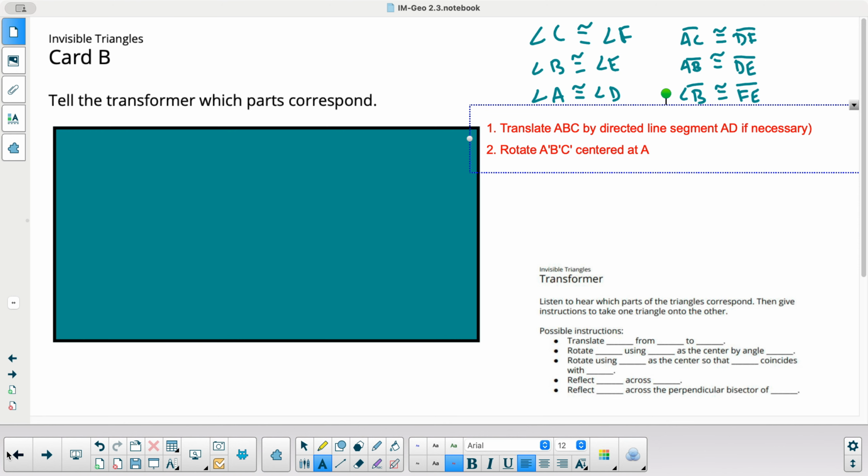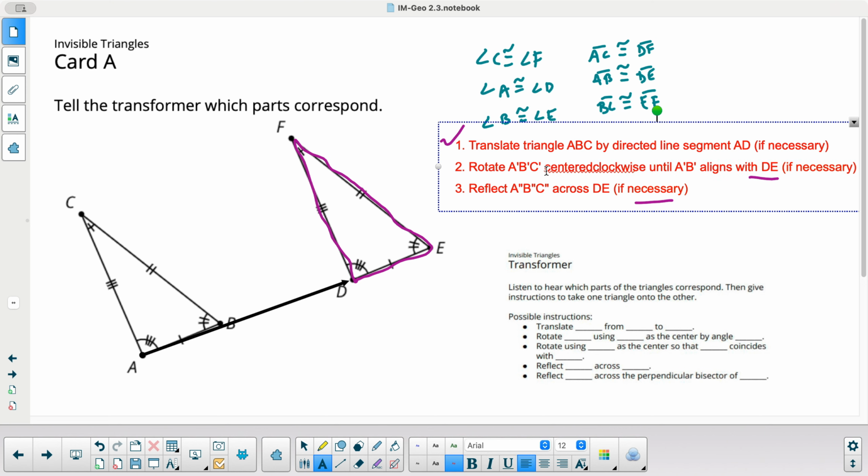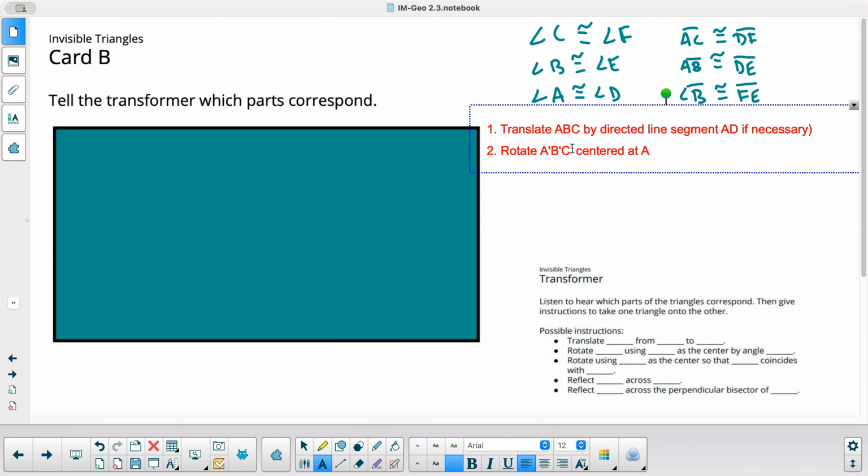Did I say that in the last one, centered at A? I didn't say that. Ah, shoot. Centered at A, I'm sorry, centered at D. So centered at A prime, or I guess I could say D. Either direction is fine. I'll go clockwise until I get a side that has A in it.